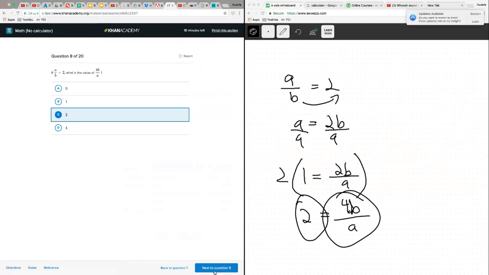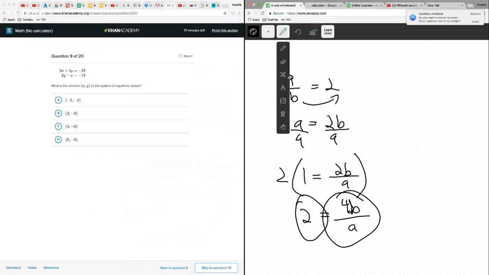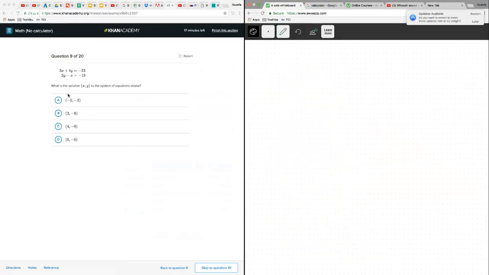You could have also, I guess, plugged in numbers. You could have said A equals 2, B equals 1, and that would have worked. Maybe even been a bit faster. I'm usually not a big fan of that strategy, but in that case.